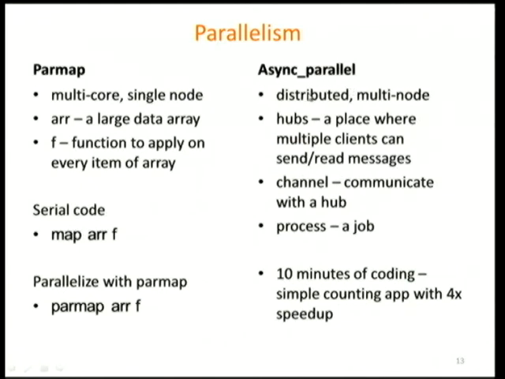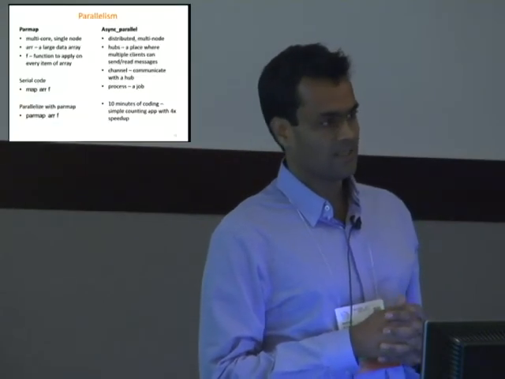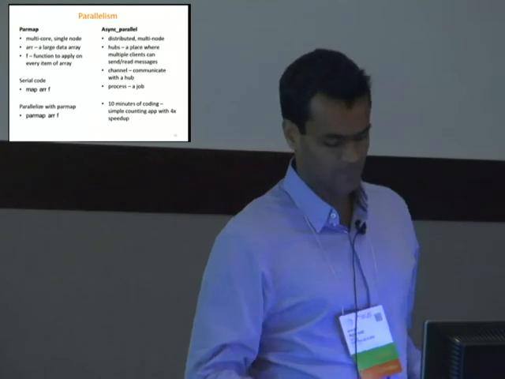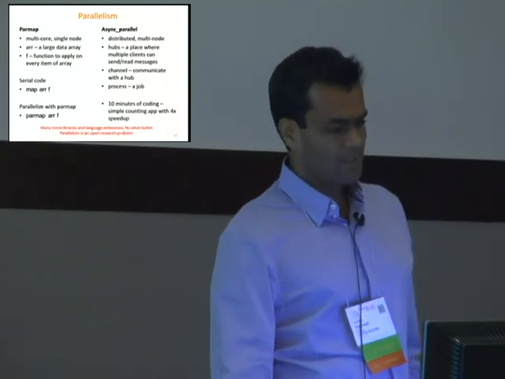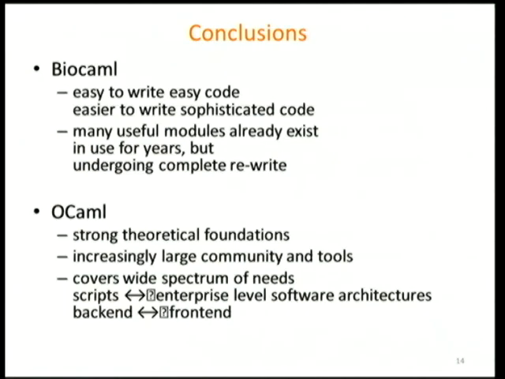Similarly, there's a library called async parallel, which is for distributed computing and works on multiple nodes. It has the concept of hubs, which are points of communication. You set up channels, and processes are basically jobs. And with very little effort, for example, we were able to write a toy example and get 4x speed up on a single node with multiple cores. But for parallelism, I'll just say it's a very complicated thing. There's a lot of work that has to be done, and OCaml is not going to magically make all your code go faster.